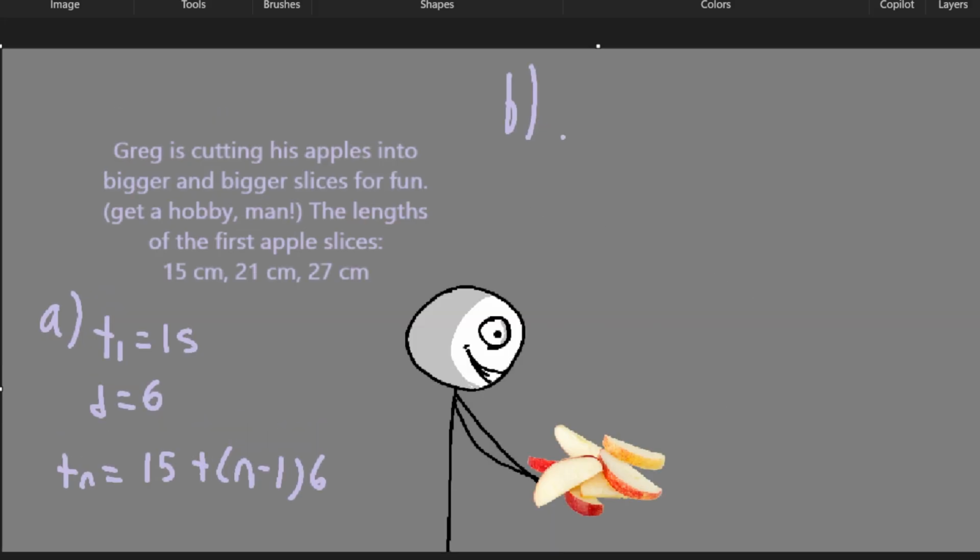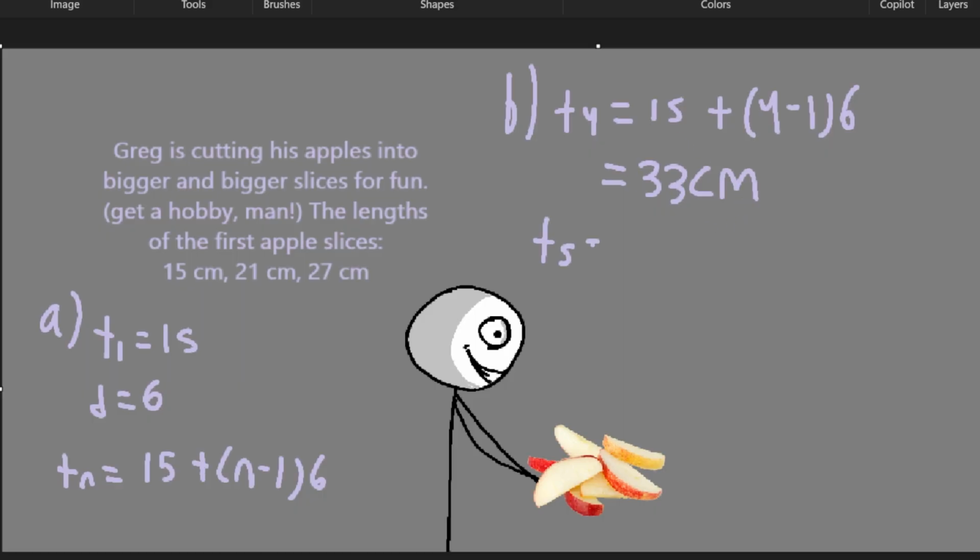Now for the next question, what will the length be of the 4th apple slice, the 5th apple slice? Get T1 in there, plus n, 4 minus 1, common difference 6, 33 centimeters. These are some big apple slices. The 5th one will be 15 plus 5 minus 1, times 6, which is 39 centimeters.